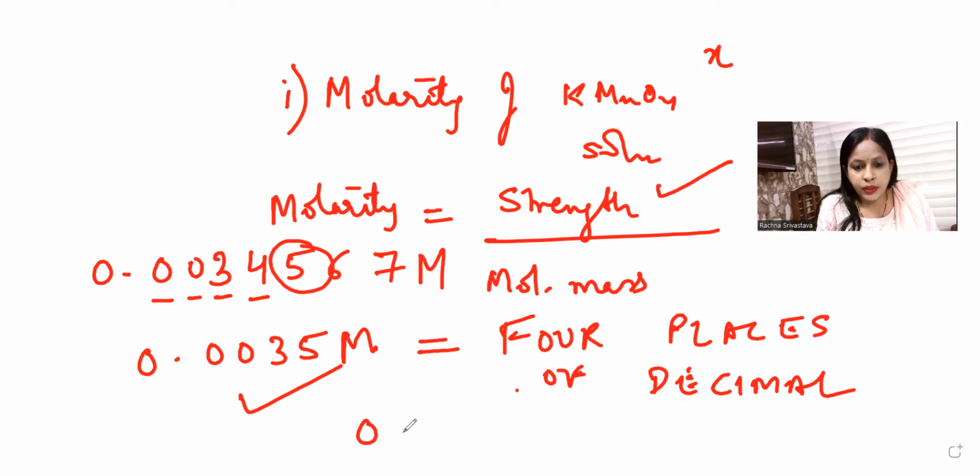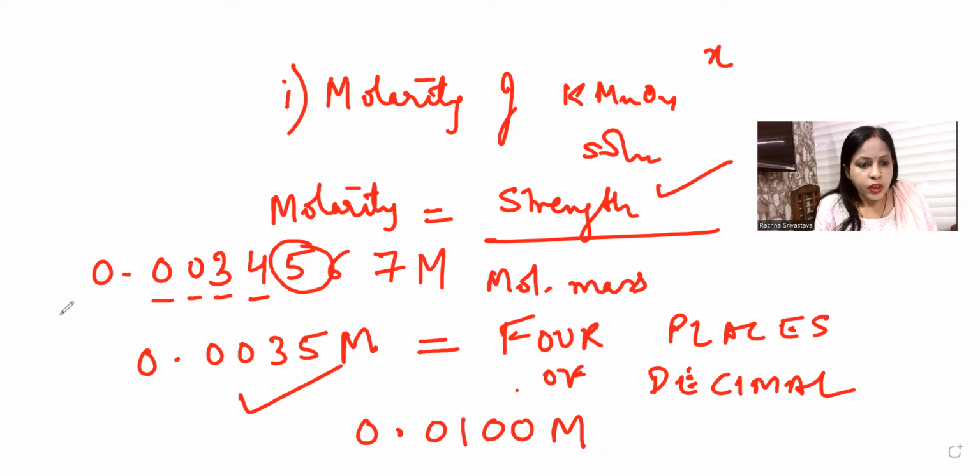Suppose your answer is coming 0.010 only. So you cannot say that my answer is 0.010. So I have to write only till here. No, you have to add 10 and then write capital M.